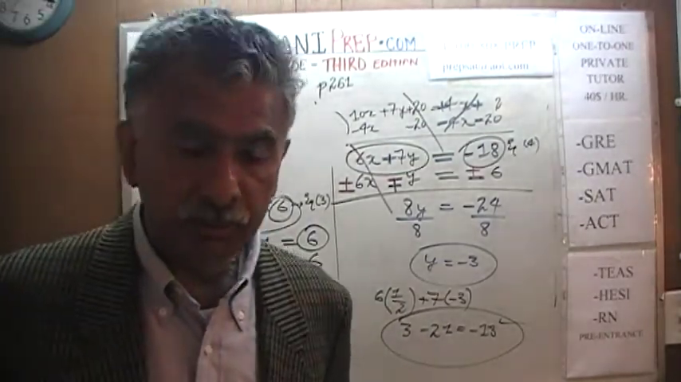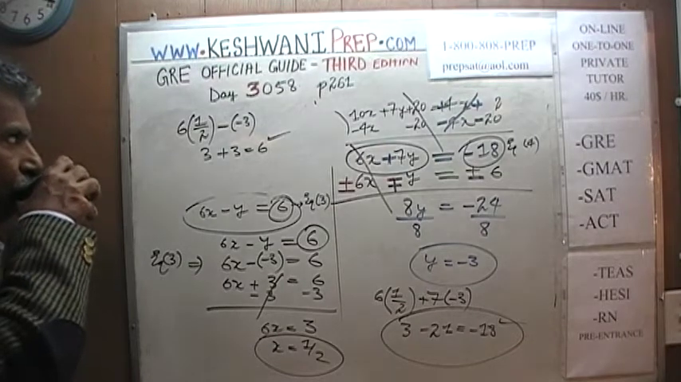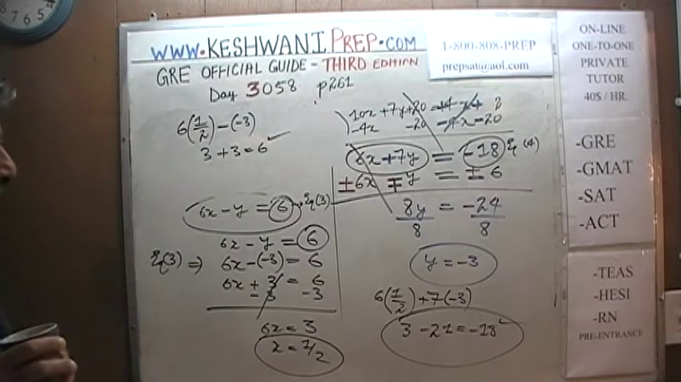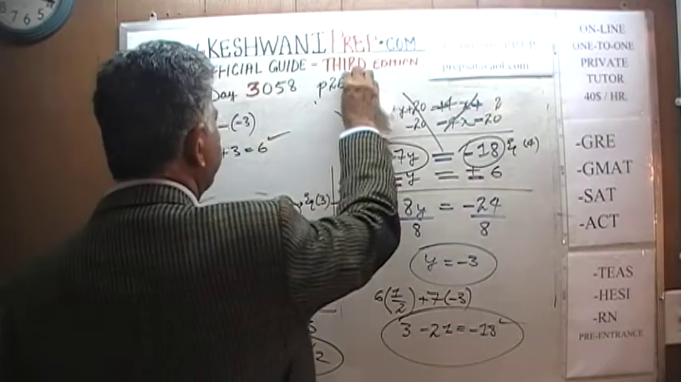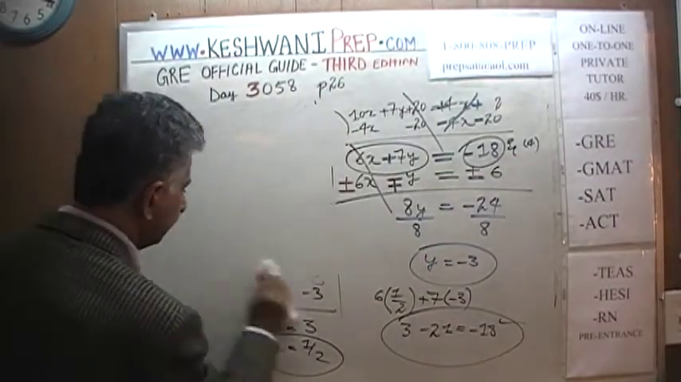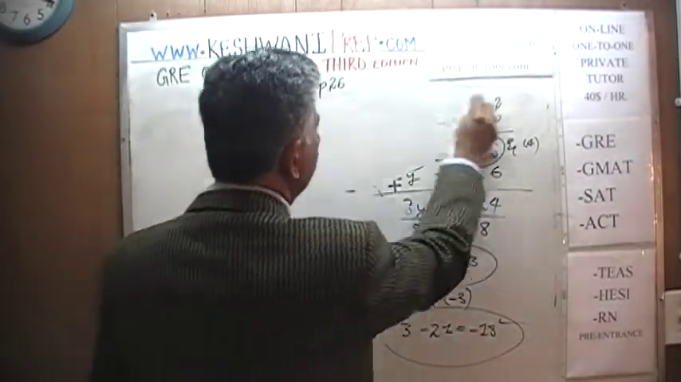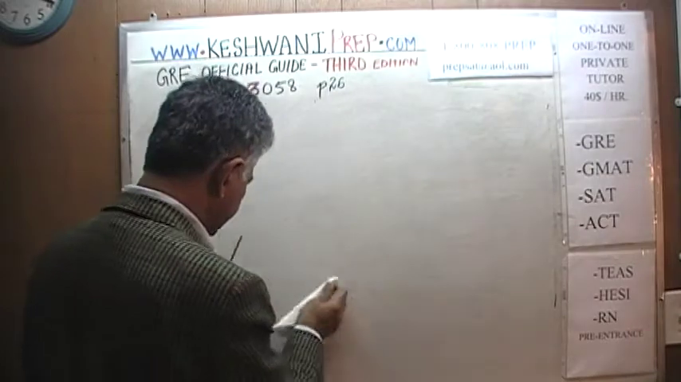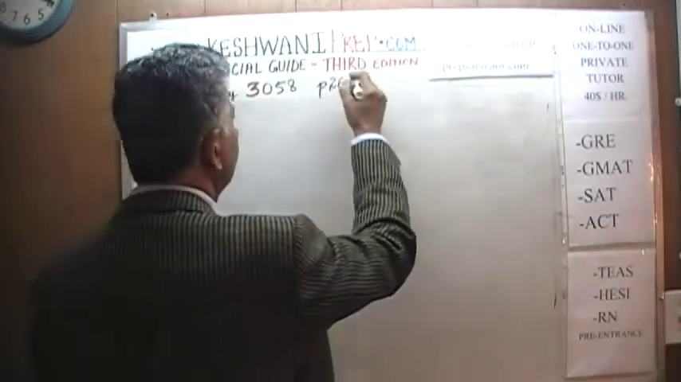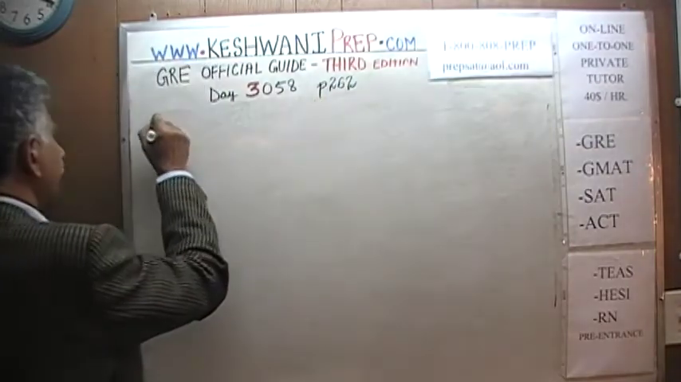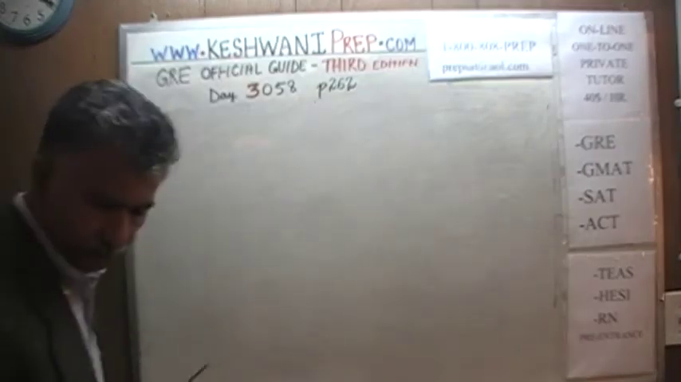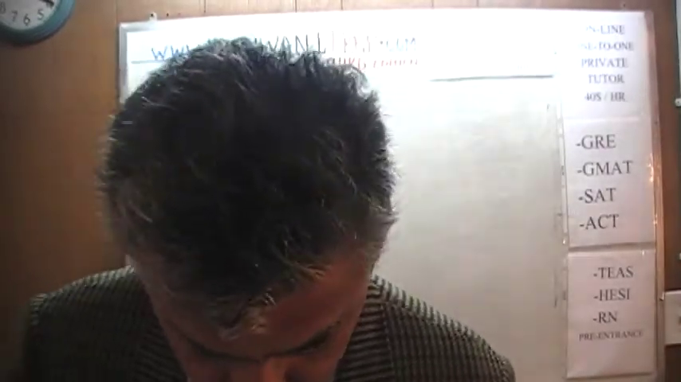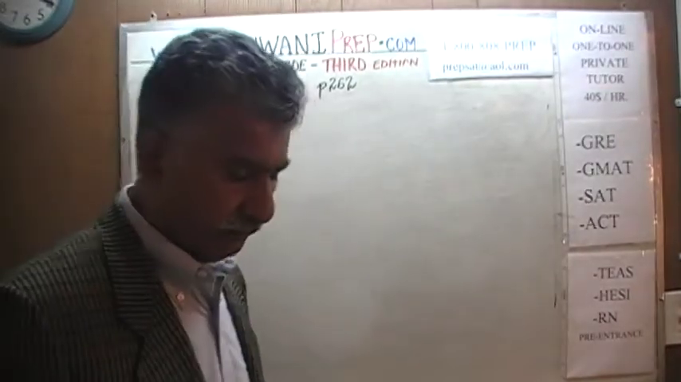Let's turn the page. Let's go to problem number 8. Here on the next page, page number 362. Problem number 8. Let's see what we have on problem number 8. Maybe a word problem, maybe an algebra word problem, so we'll see. Oh, it's inequalities. We are dealing with inequalities in problem number 8.